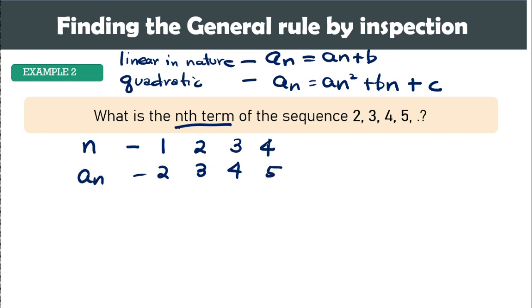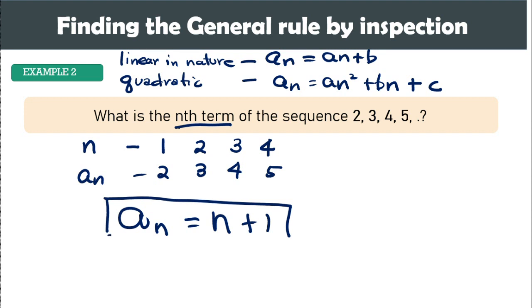By inspection, we know that for each term of the sequence we are adding 1. If we add 1 to this term right here, 1 plus 1 is 2. 2 plus 1 is 3. 3 plus 1 is 4. 4 plus 1 is 5. So meaning to say the general rule will be a sub n is equal to, we're adding 1 to each term number, so that is term number n plus 1. So this is the general rule or the nth term of the sequence 2, 3, 4, and 5.